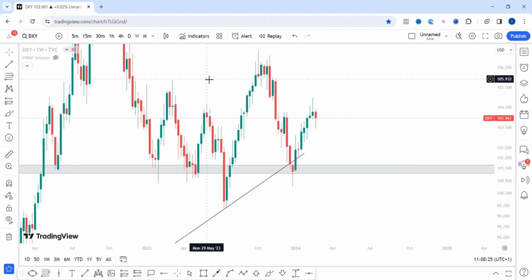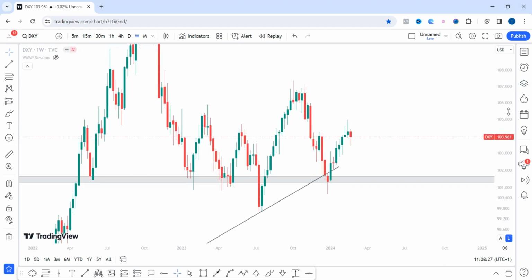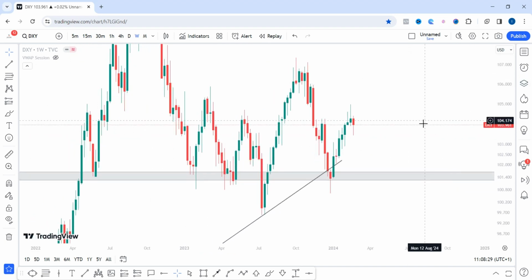So this week we are going to be kicking things off with DXY. Now last week on DXY was bearish. As you can see, this is the weekly time frame. So each of these candlesticks represents 1 week of price action. So you can see that we were more bearish last week on DXY.